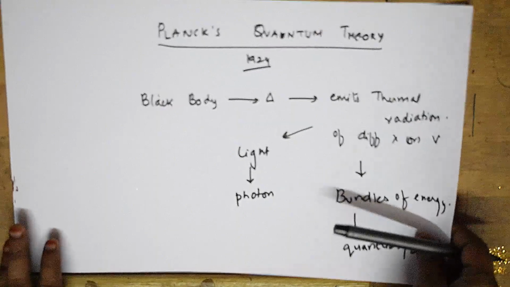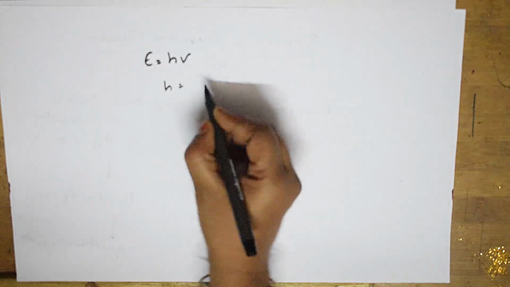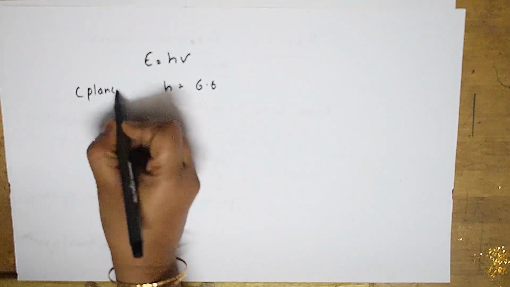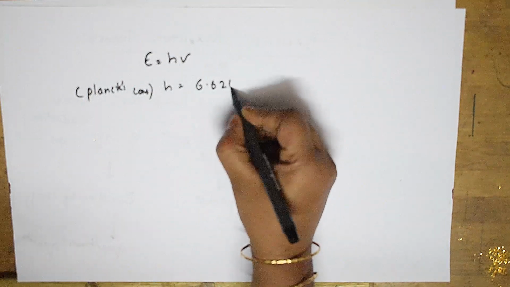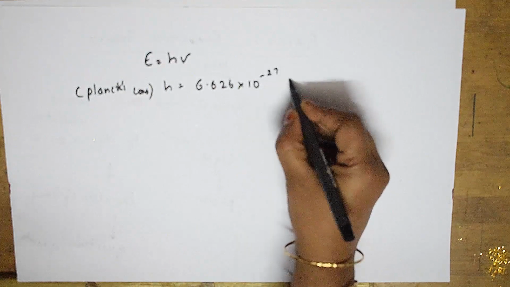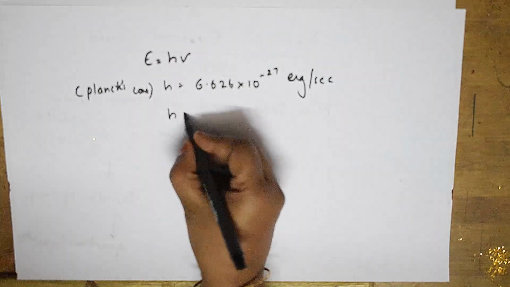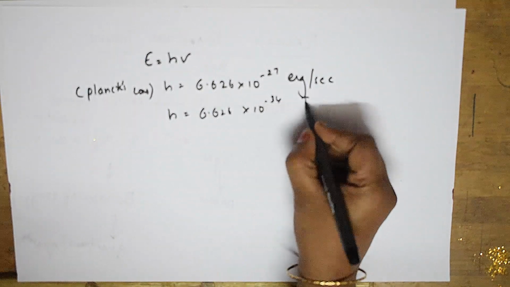Then he said, using that quanta, he has given the formula E is equal to h nu. What is h equal to? H is called Planck's constant, which is equal to 6.626 into 10 raised to minus 27 ergs per second. If I write the same in joules, 6.626 into 10 raised to minus 34 joules per second.